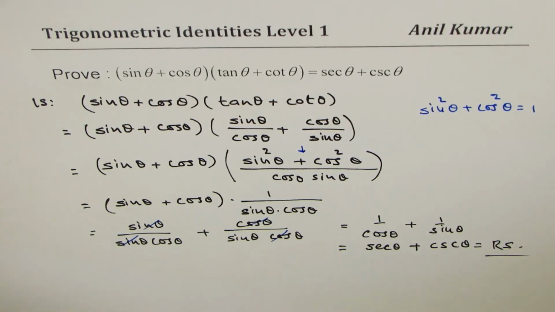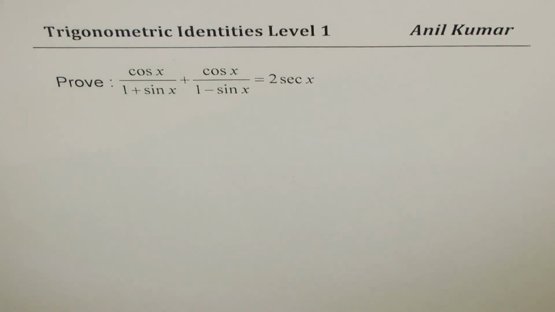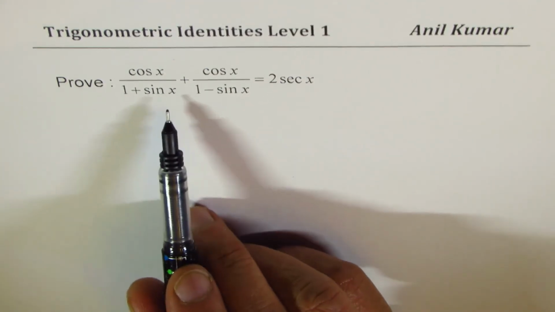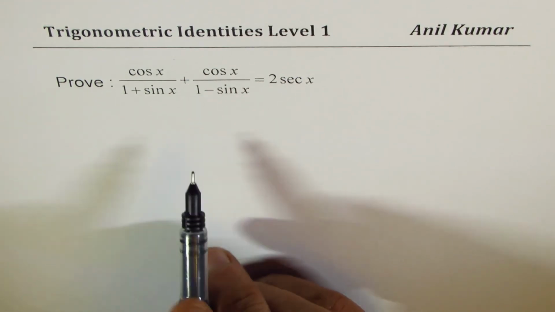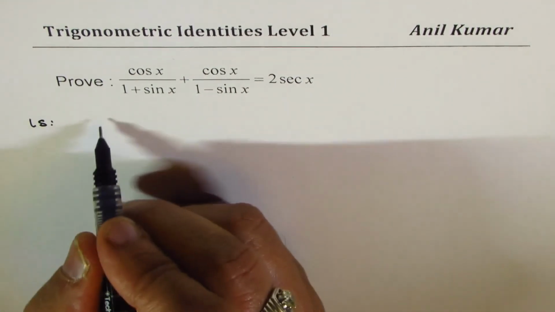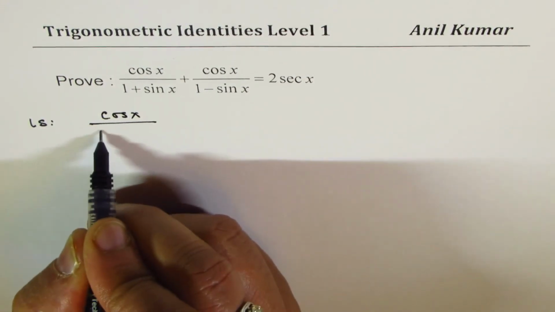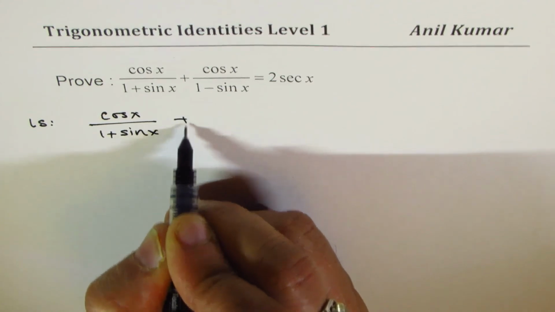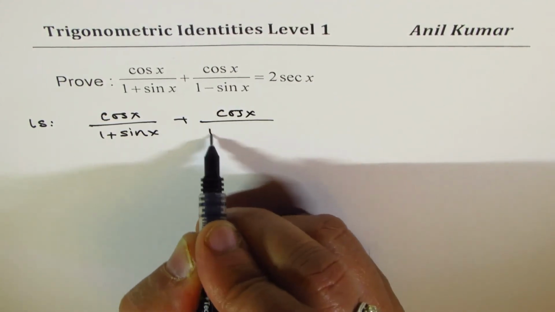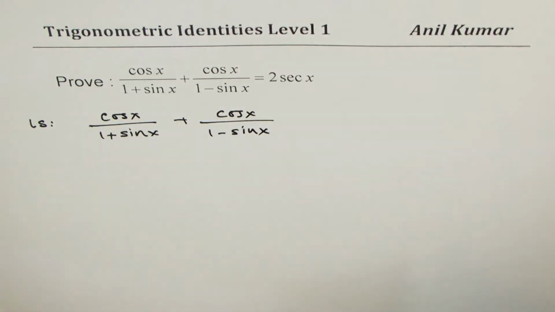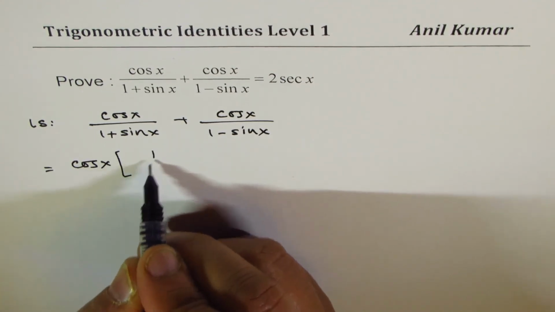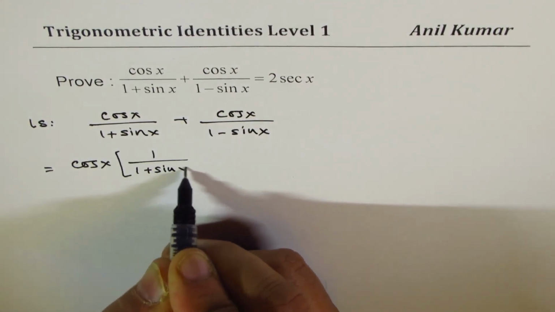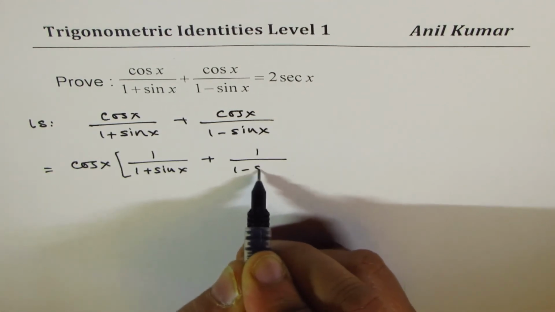So I hope you are enjoying the whole process. It is not all that difficult and requires some strategies. We'll learn another strategy now when we prove cos x over 1 plus sin x plus cos x over 1 minus sin x. So let's again begin with the left side, which is cos x over 1 plus sin x plus cos x over 1 minus sin x. Correct. Now cos x is common. I could take this outside. So we can say cos x, and what we get here is 1 over 1 plus sin x plus 1 over 1 minus sin x. Correct?